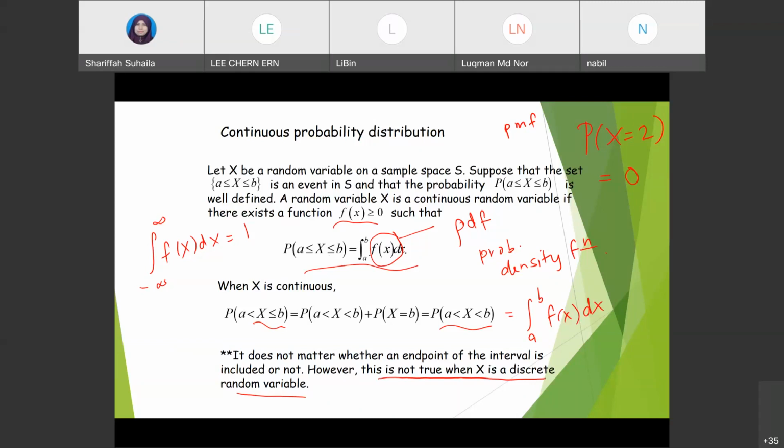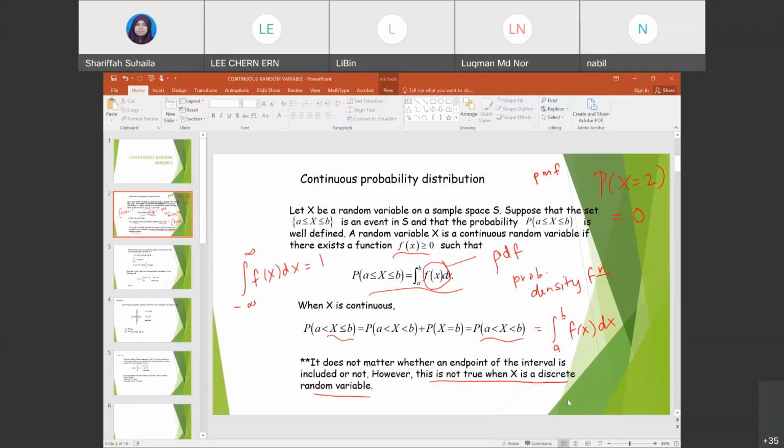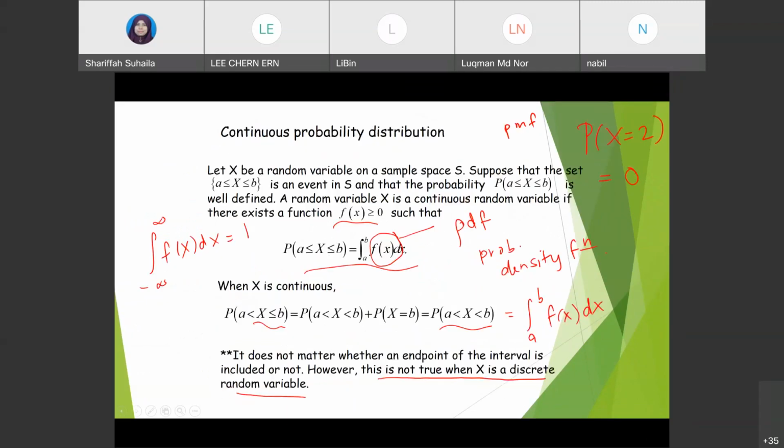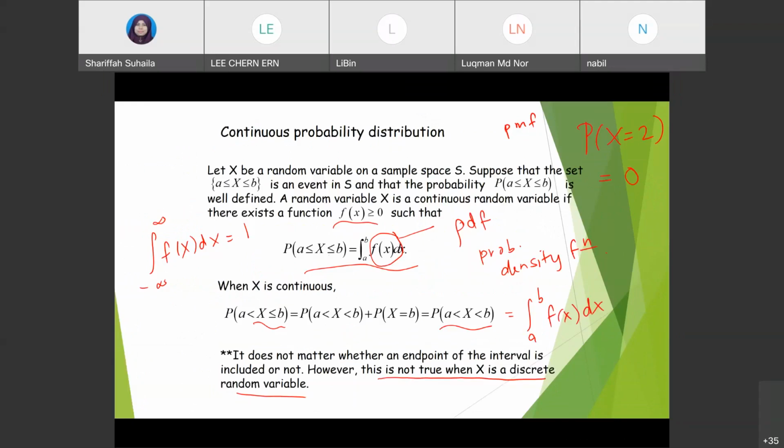Wait a moment. If you have a discrete random variable, probability x less than, my pen cannot write.